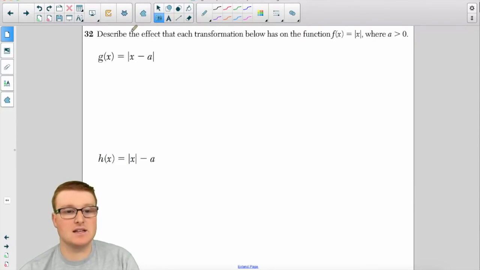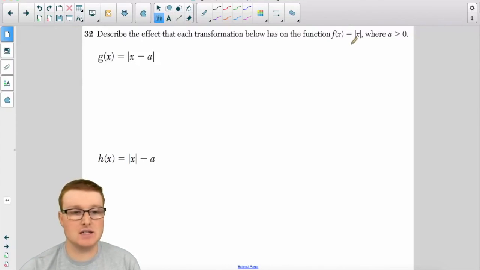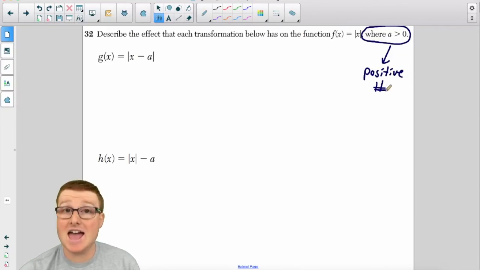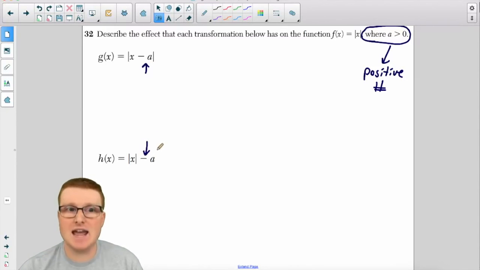Describe the effect that each transformation below has on the function f of x equals the absolute value of x. Ooh, man. Where a is greater than 0. What this is telling you is that that a is a positive number. And in addition, the reason why they're telling you it's a positive number is if the number's negative, it's negative. If the sign is negative and the number is right next to it, it's negative.